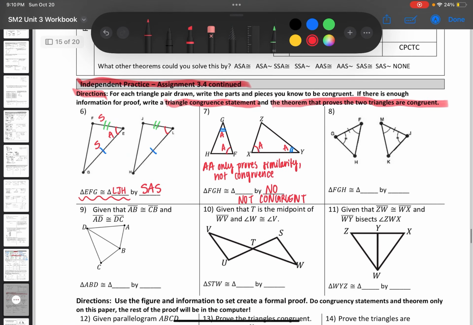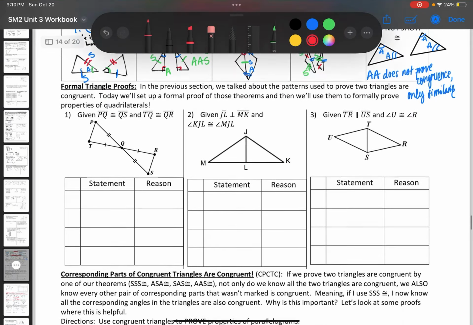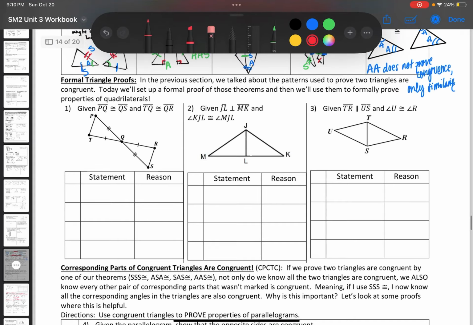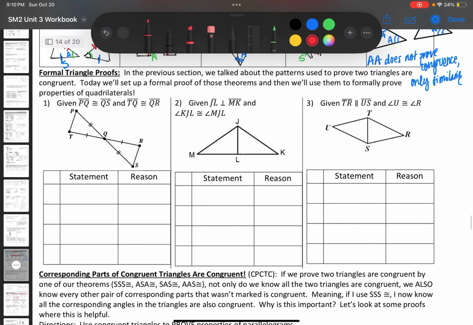Perfect. So I feel confident that you can do 8, 9, 10, and 11 on your own. But now let's go back to the notes. On the first page, now we're going to write some proofs, and this is going to be fun.